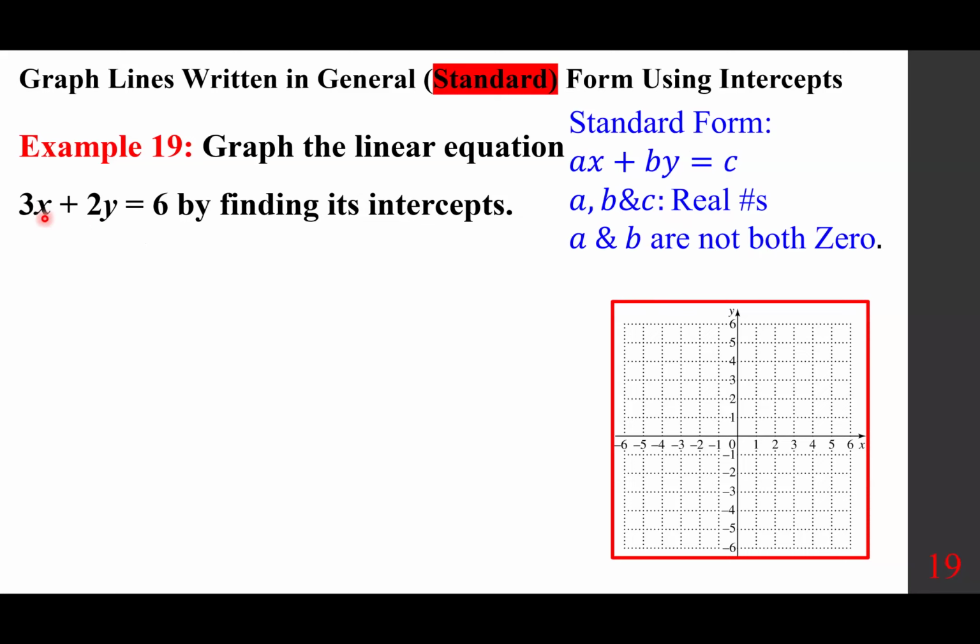So you set x equal to 0, you find y, you set y equal to 0, you find x. When y is 0, it's called the x-intercept. 3x equals 6. Divide by 3, you get 2. And it means the x-intercept has coordinates 2 comma 0.